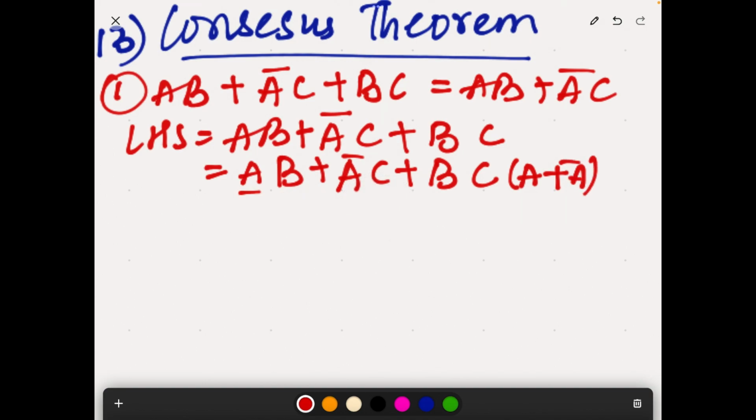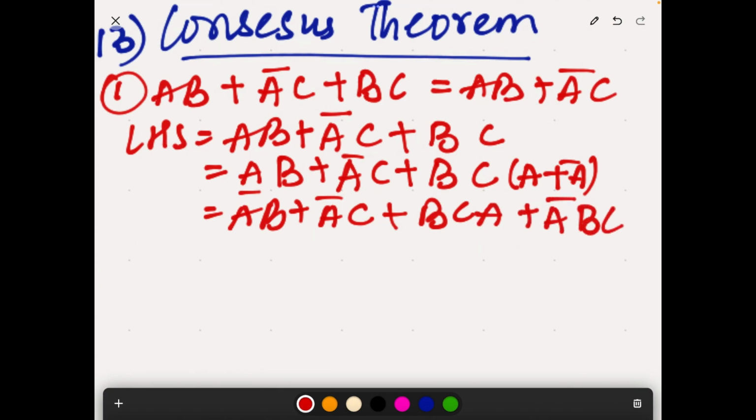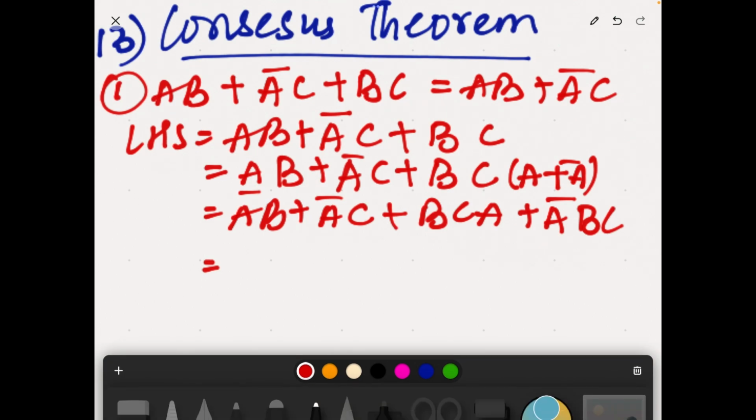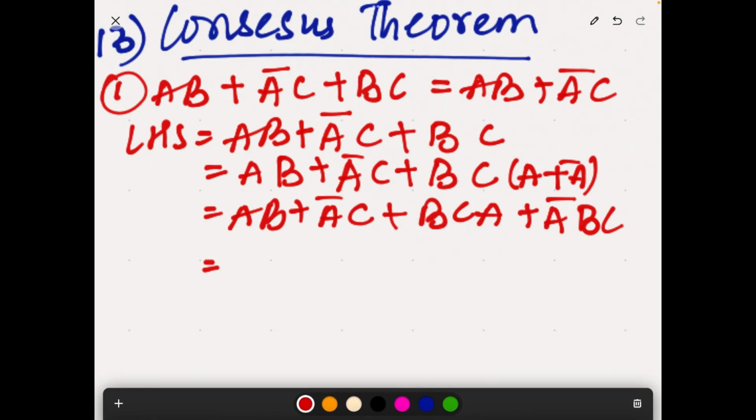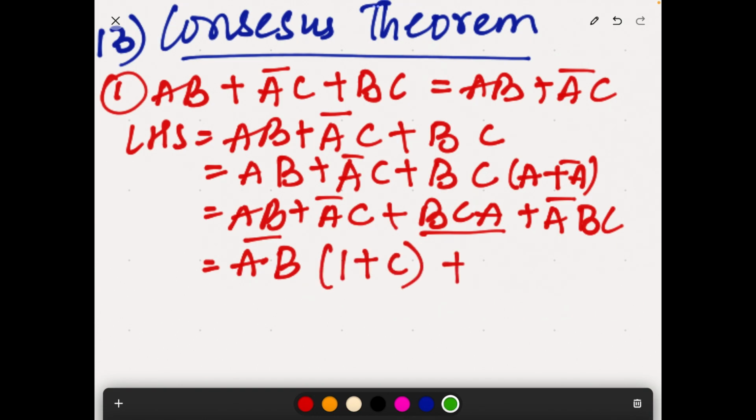So AB plus A dash C plus BC A plus A complement BC. Now, this can be confusing, let me just get rid of that. Now if I wanted to, I can take A common, actually I can take B common too. I'm talking about these two. So taking AB common, 1 comes from here and C comes from here. Plus now I am talking about these pairs.